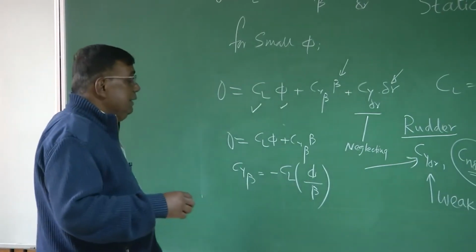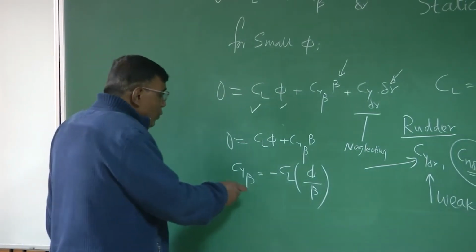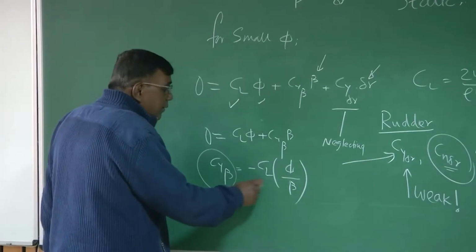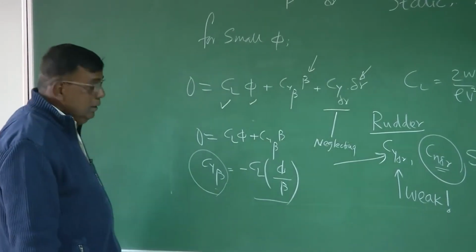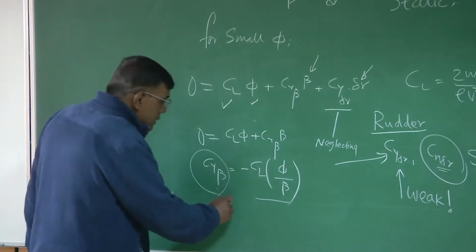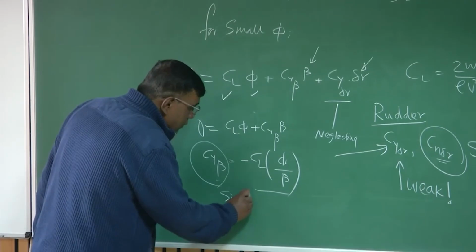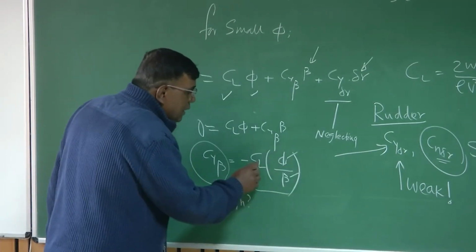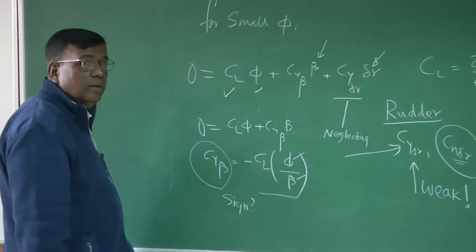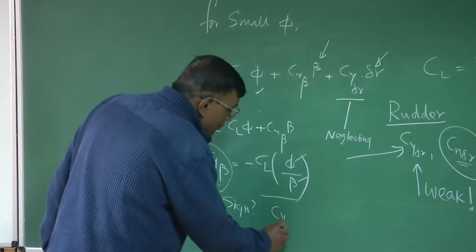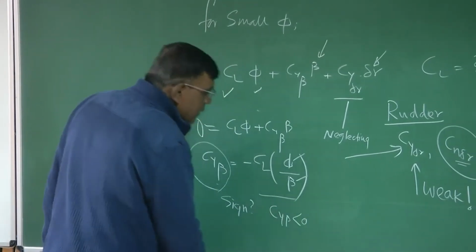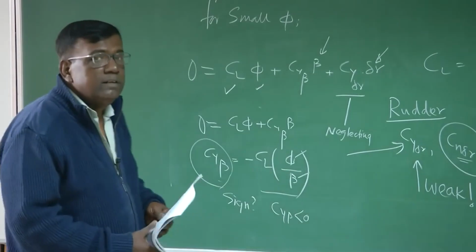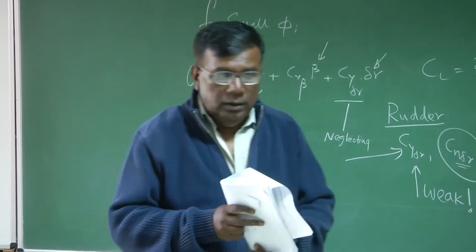Another thing as an experimentalist, you should know what the sign of Cy beta is, coming from this relationship. What is the sign you are getting from this? Phi is positive, because beta is positive, then Cl is positive, so it is negative. Cy beta is negative, right? Cy beta should be negative. Now let us see for an airplane whether Cy beta is negative or not.